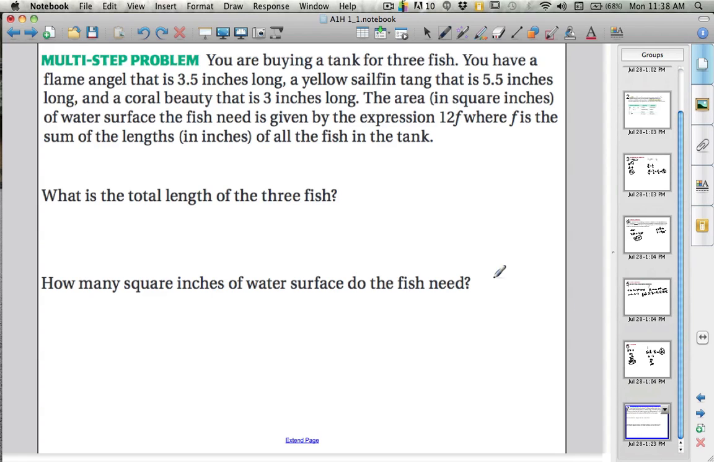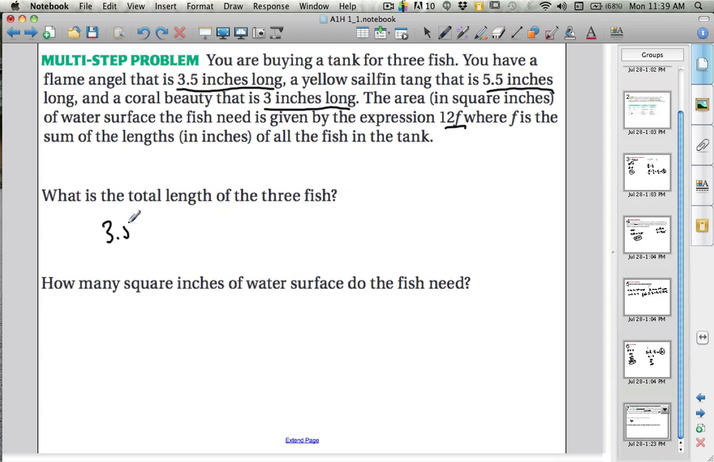Okay, and working on a multi-step problem, I'm buying a tank to hold 3 fish. I have a flame angel that is 3.5 inches long. Okay, that's important, 3.5 inches long. A yellow sailfin tang that is 5.5 inches long. And a coral beauty that is 3 inches long. The area in square inches of water surface the fish need is given by the expression 12F, where F is the sum of the lengths in inches of all the fish in the tank. What is the total length of the 3 fish?